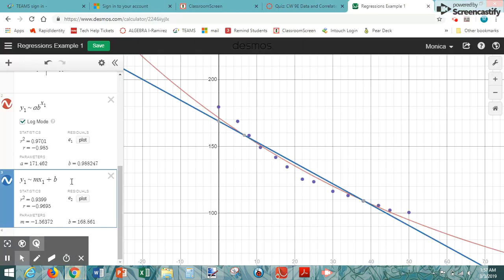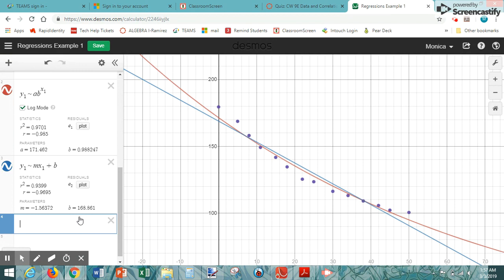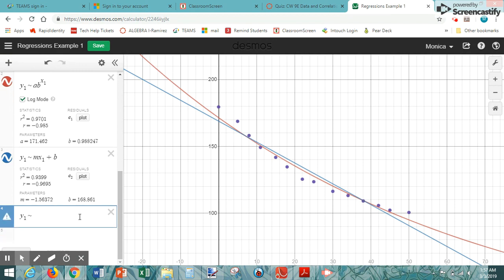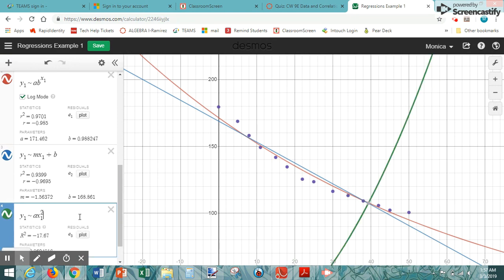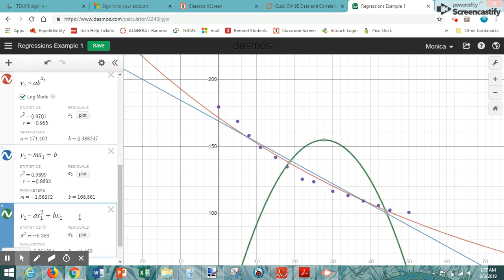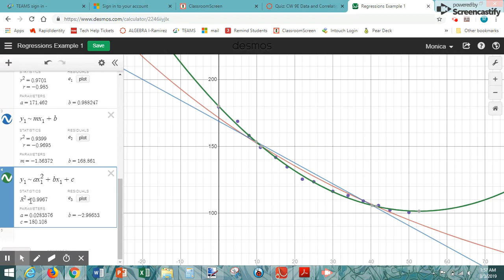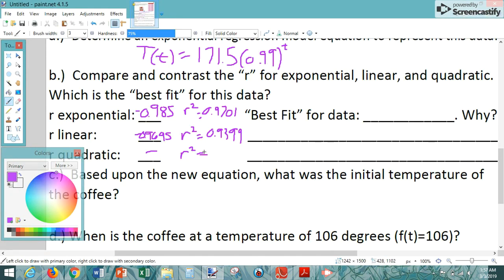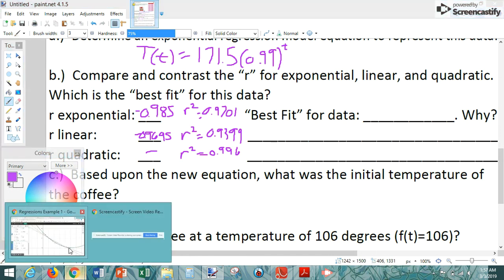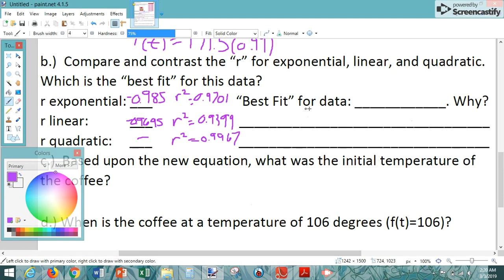And let's do the quadratic regression. So we have y1 similar to a times x1 caret 2, to the second power, plus b times x1 plus c. And notice there's not a correlation coefficient, there's just a determination coefficient. Okay, so the best fit for the data would be exponential.